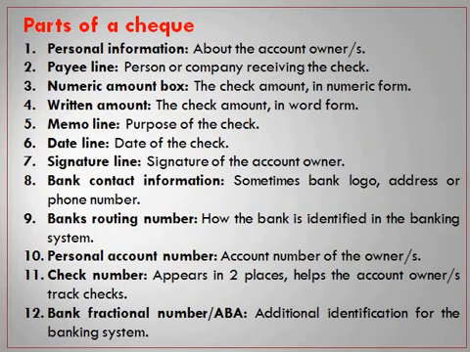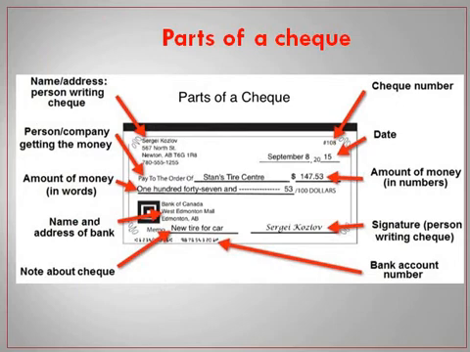Next, we can see the parts of a check. If there is a check, these 12 parts are present in each and every check. First one is personal information, pay line, numerical amount box, written amount, memo line, date line, signature line, bank contact information, bank routing number, personal account number, check number, bank financial number. These are the things we can see. I will show you a specimen here for you.